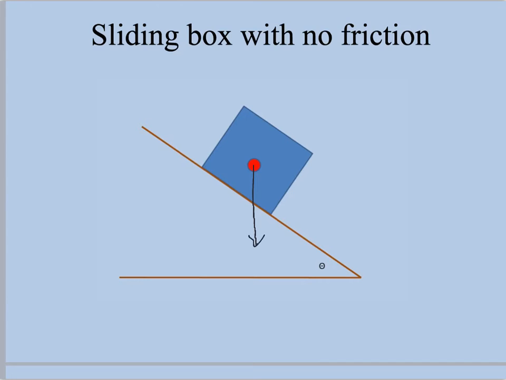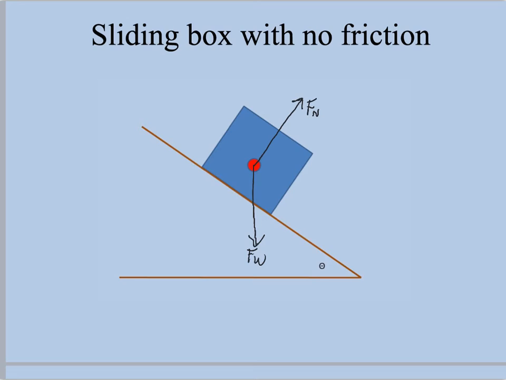Is there a surface? There is a surface. And if there's a surface, then that means there's a normal force. And we draw it perpendicular to the surface, 90-degree angle. Label it Fn. We draw our normal force.